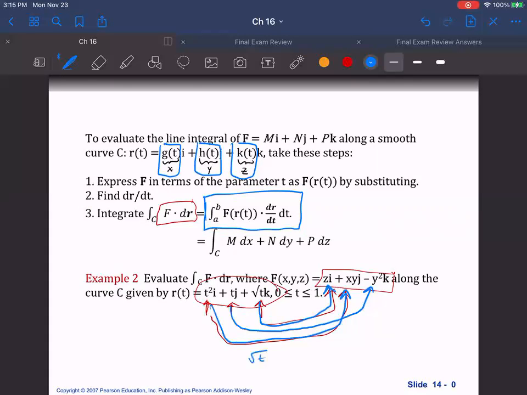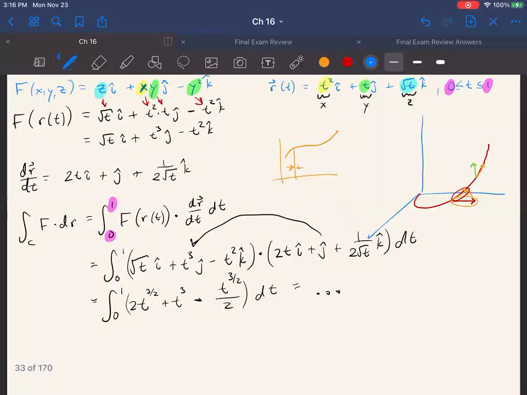square root of t i plus, you know, xy, what was x t squared times t again, in the j direction, and so on and so forth. So you just make those substitutions and go through and do it. And I guess the very last one is just minus y squared, so minus t squared in the k direction, so like that. And just go through and make those substitutions, and of course do dr dt, and then go through and do it. So here you can see that I'm doing that right there.